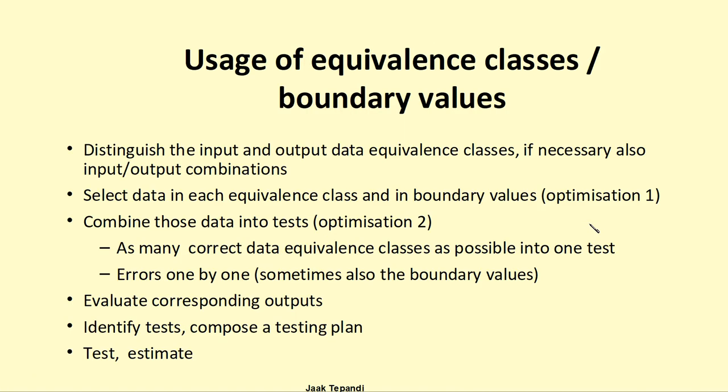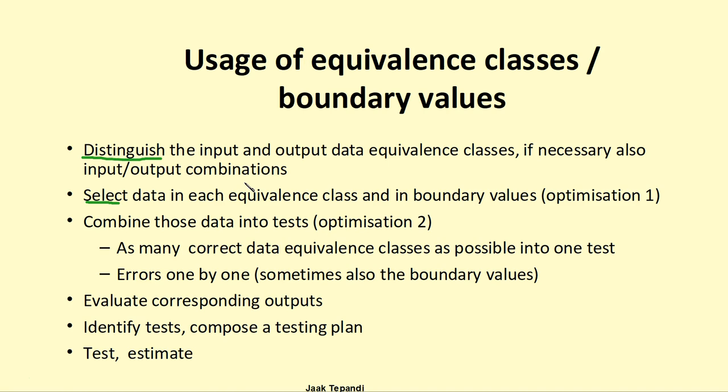How do we use these equivalence classes and boundary values that we identified? So the process of designing a black box test set. First, we need to distinguish the input and output data equivalence classes, sometimes also input-output combinations. We need to select data in each equivalence class and in boundary values, and this was the optimization 1.